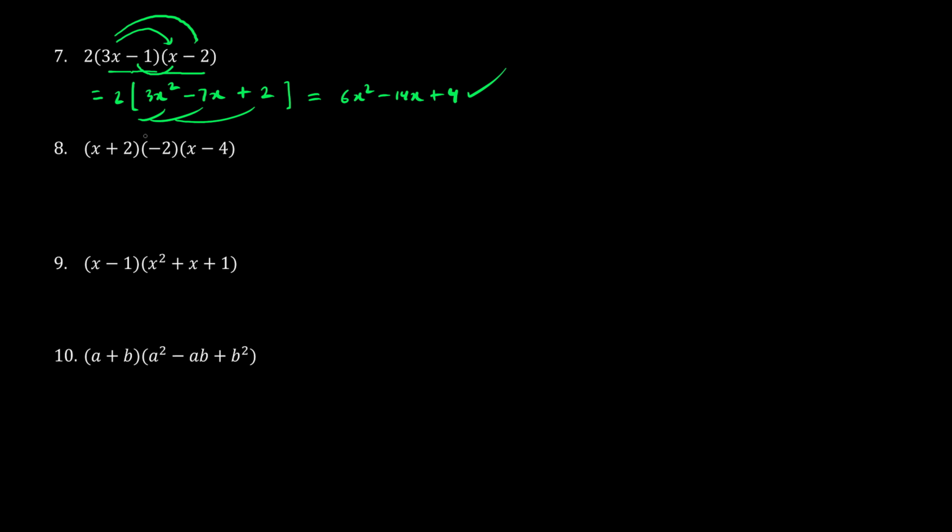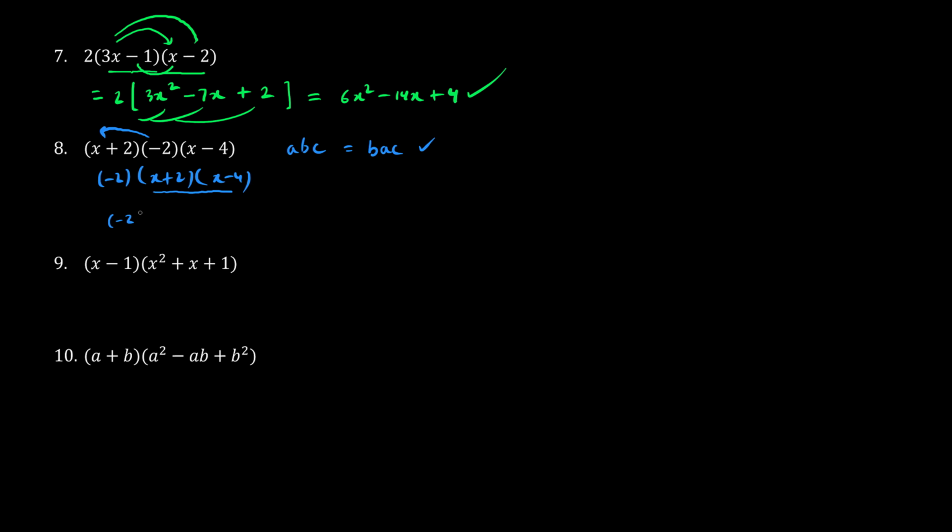Now it's up to you how you do this question. I'm just going to throw this negative 2 to the left. So we have negative 2, and we can do this because multiplication is commutative. When you have a times b times c, this is the same thing as b times a times c. This is okay. So let's focus on this part here.